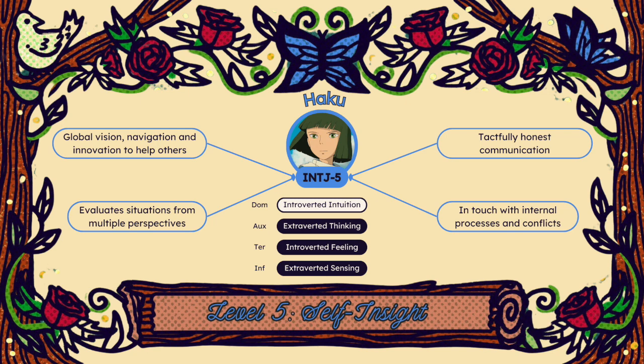His balance between his dominant function of introverted intuition and auxiliary function of extroverted thinking is evident in his strategic approach to help Chihiro navigate challenges, providing her with valuable insights about the spirit world's complexities. Haku, rather than being overly critical, is tactfully honest with Chihiro. He shares essential information about the spirit world without dismissing her lack of knowledge. Chihiro's naivete would not be handled as well by an INTJ at lower levels of ego development.